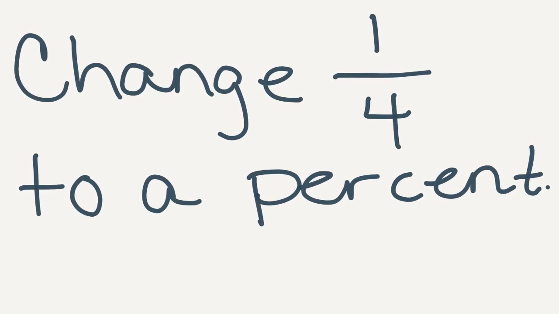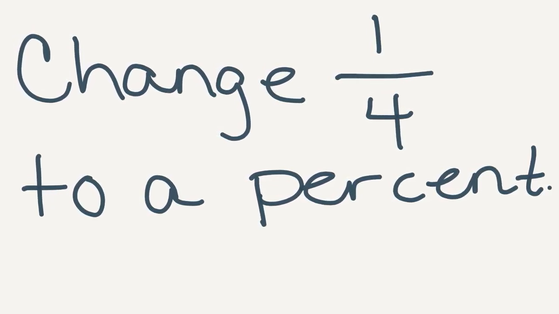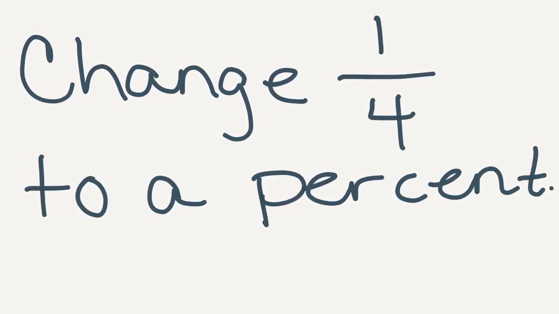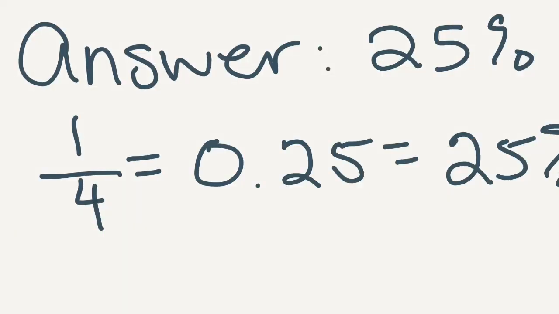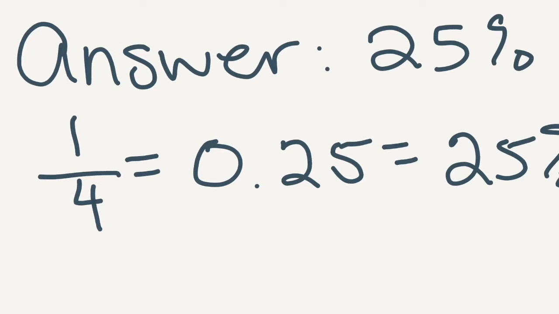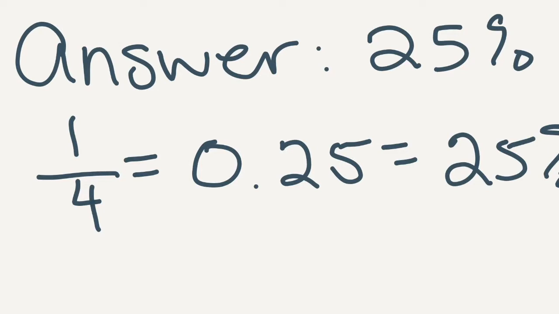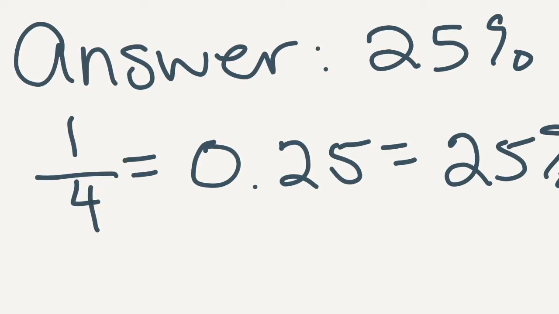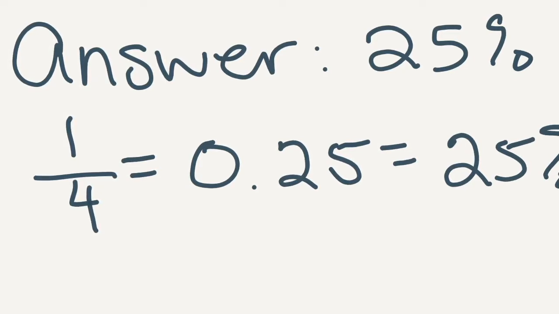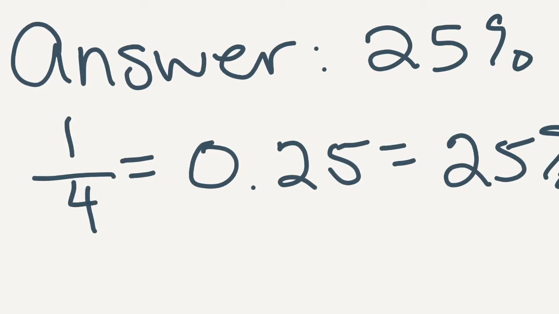Alright, our second question is change 1/4 to a percent. If you answer 25%, you are correct. 1/4, you take 1 divided by 4, and that gives you 25 hundredths. Then you move your decimal place 2 places over, and that gives you 25%. If you got that right, good job. If you didn't get it right, just take a look back at your notes to see what you may have done wrong.